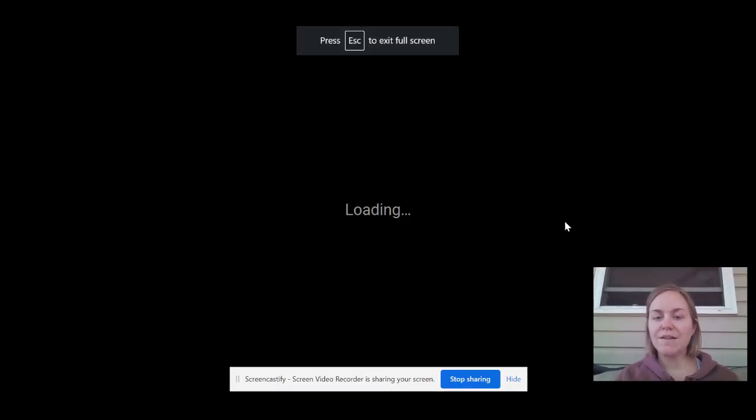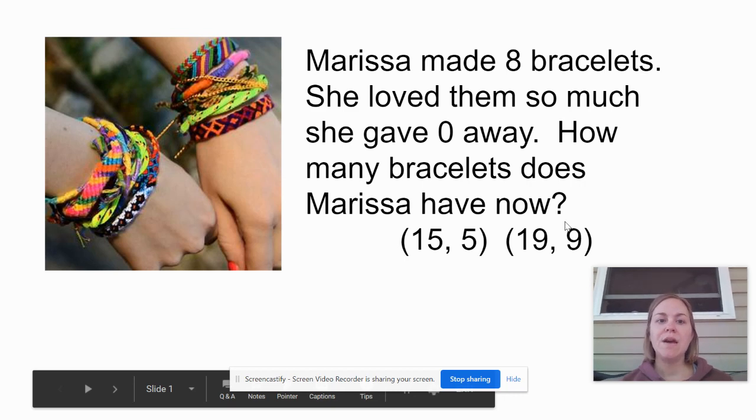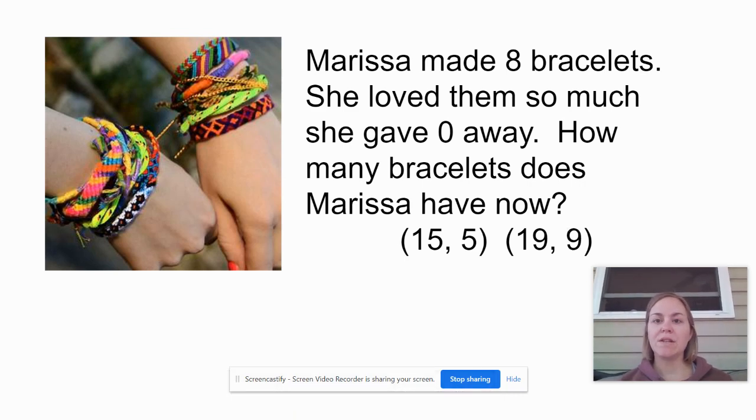Hi, boys and girls. Let's take a look at our problem solving that we worked on Tuesday. This story was about Marissa and her bracelets. She made 8 bracelets. She loved them so much. She didn't give any away.